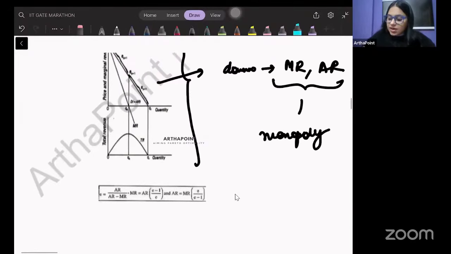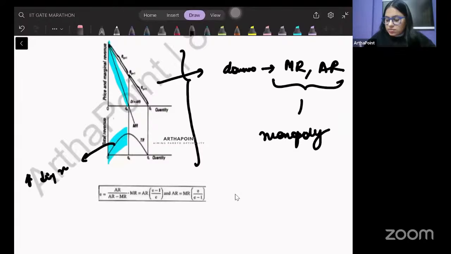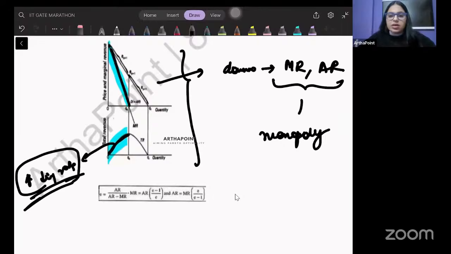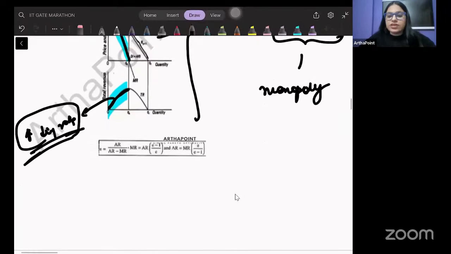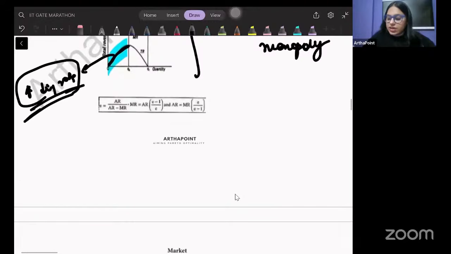So if my MR curve is continuously decreasing, then my TR curve will increase, but it will increase at a decreasing rate. I hope you remember this from even class 12th, 11th. This is going to increase at a decreasing rate because of that reason, right? Because its slope is decreasing. Now, if we just go ahead and we look into this monopoly, there is something which is known as Lerner's index.